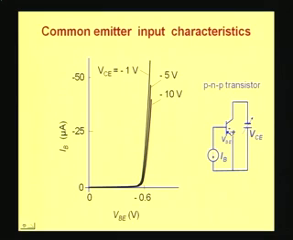Now, as we have seen in the output characteristics, the collector current is much larger than the base current. The collector current was of the order of milliamps, whereas the base current was of the order of tens of microamps. So there is a factor of 100 difference between the collector and base currents. So by Kirchhoff's law, the collector current would be almost equal to the emitter current, because the base current is 100 times smaller than this, and the sum of all the currents should be 0.